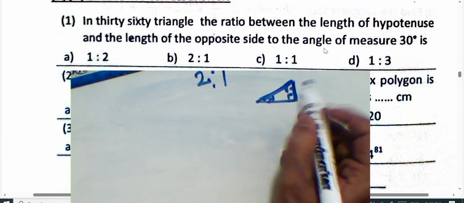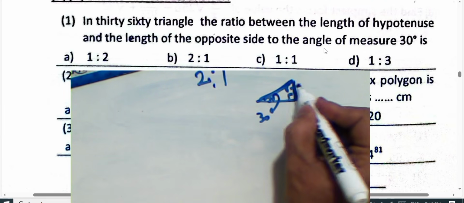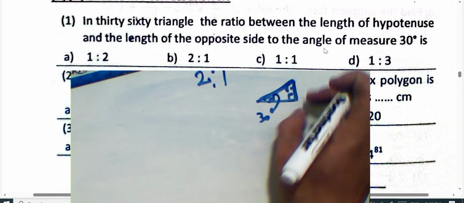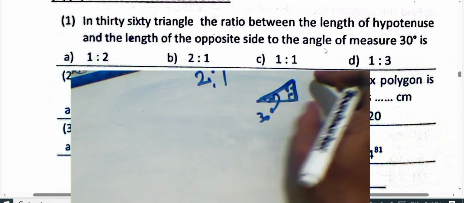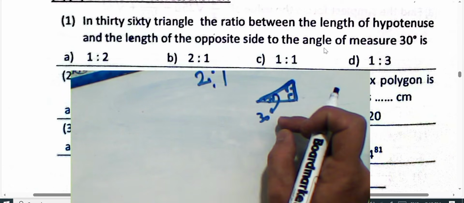Understood? The hypotenuse is twice the side length opposite 30 degrees. The side opposite the 30 degree angle is half of the hypotenuse. Then the ratio between the hypotenuse and the length of the side opposite the 30 degree angle will be 2 to 1. The ratio is 2 to 1.